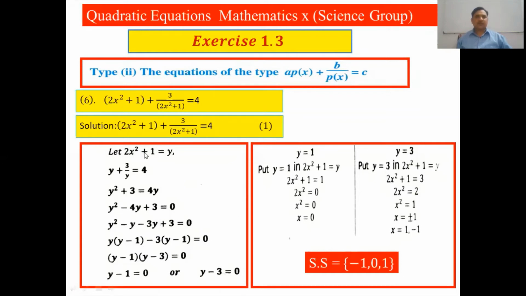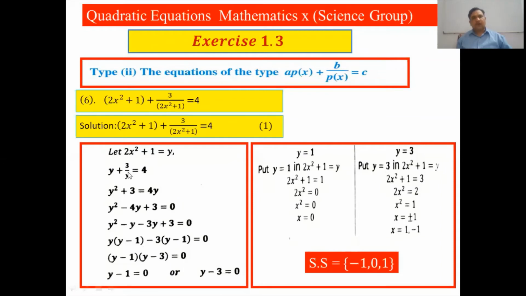Let 2x² + 1 = y. We just have to replace this P(x); this P(x) is equal to y. So this will be y + 3/y = 4. We just replace the value of 2x² + 1 = y in this equation, so this will be y + 3/y = 4.